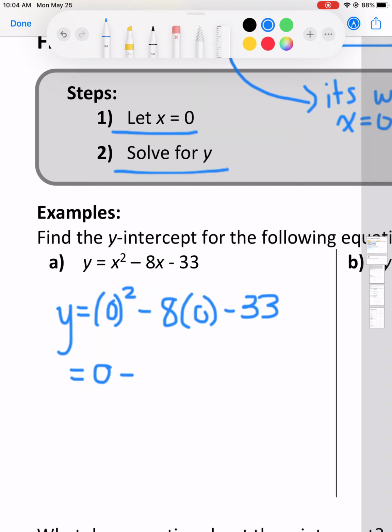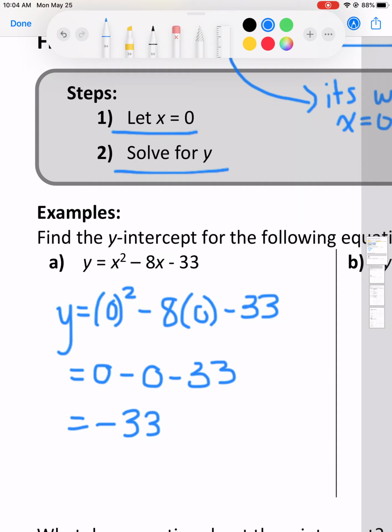That's okay, I'm good. 8 times 0 is 0, and then minus 33. Well, 0 minus 0 minus 33 is negative 33. So for this equation, my parabola should cross at negative 33 on the y-axis.